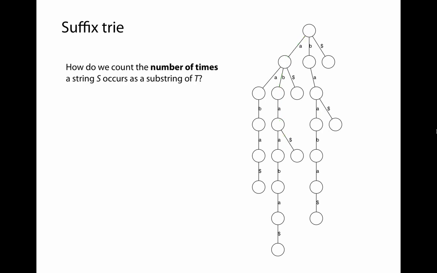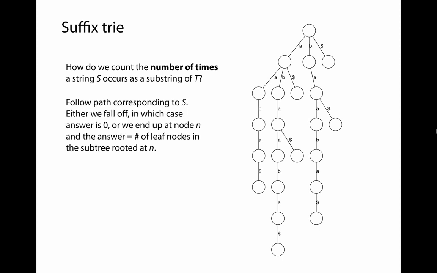Here's another query. Say we want to count the number of times some string S occurs as a substring of T. This one's a little bit harder to see how to do. But we can do it. The way we do it is to, again, follow the path through the suffix trie corresponding to our query string S. We might fall off in that process, in which case the answer is 0. S does not occur in T. It occurs 0 times in T. Or we might not fall off and end up at some node n, at which point the answer is just the number of leaf nodes in the subtree rooted at n.